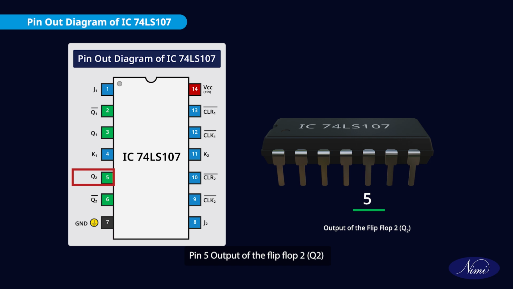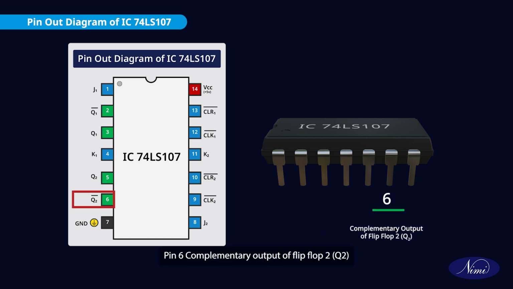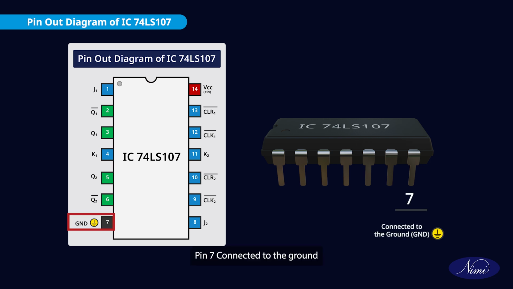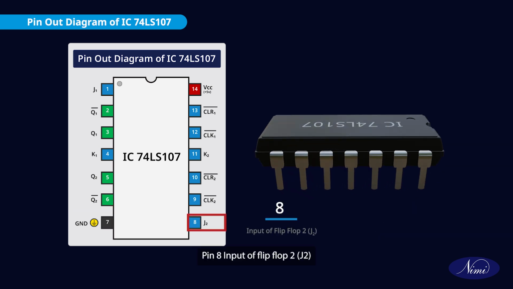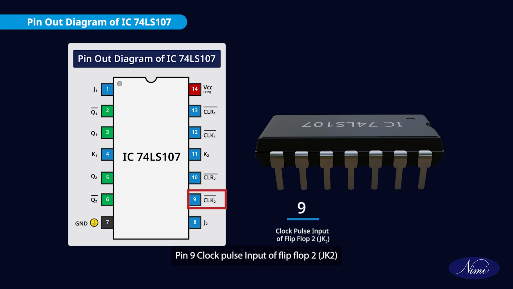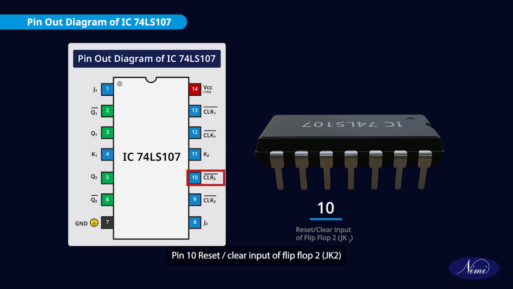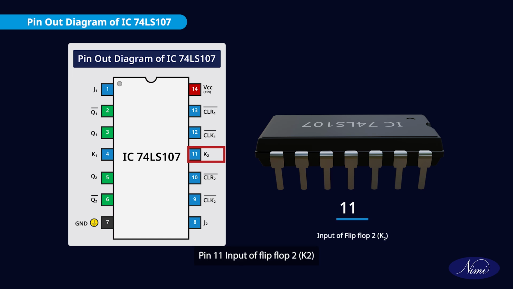Pin 5, output of the flip-flop 2 Q2. Pin 6, complementary output of flip-flop 2 Q2. Pin 7, connected to the ground. Pin 8, input of flip-flop 2 J2. Pin 9, clock pulse input of flip-flop 2 JK2. Pin 10, reset or clear input of flip-flop 2 JK2. Pin 11, input of flip-flop 2 K2.